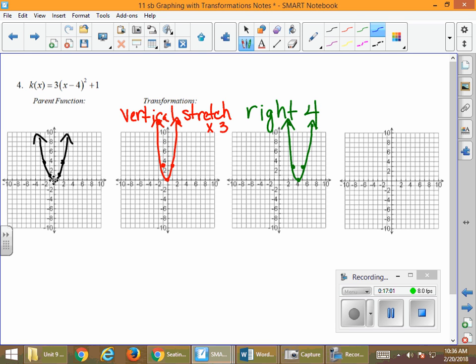Then there's one more transformation. +1. Well, +1 is going to move us up 1. I'm going to start with the vertex. So 4, 0 now becomes 4, 1. 5, 3 becomes 5, 4. 3, 3 becomes 3, 4 because we've got the mirror image.